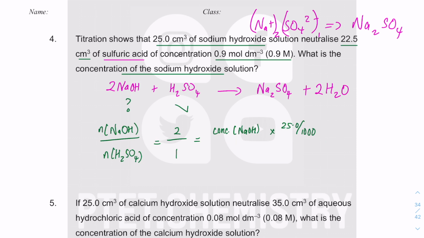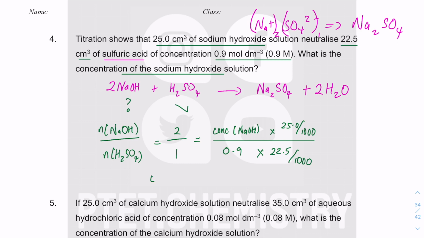Let me just make my line a bit longer. And then I have the concentration of the acid, which is 0.9 mole per dm cube. That is per dm cube. I must convert this cm cube into dm cube, divide by 1000.